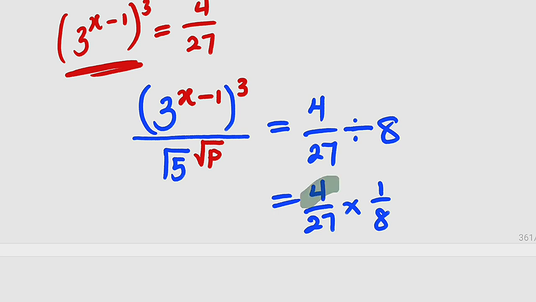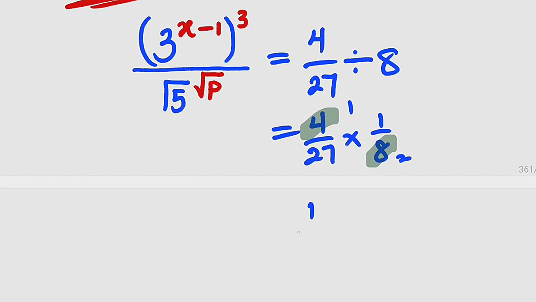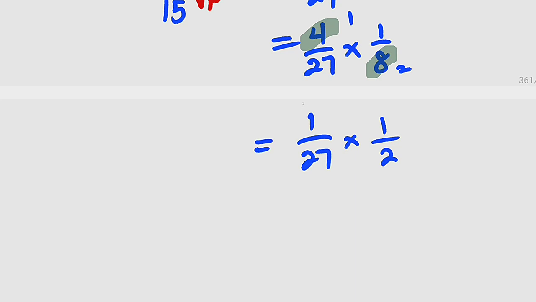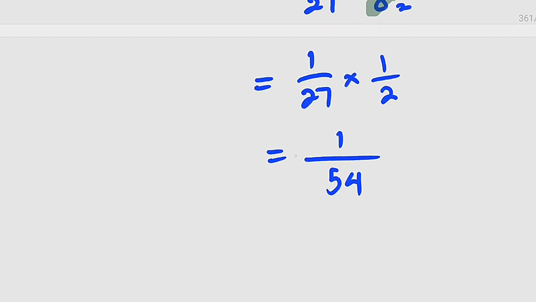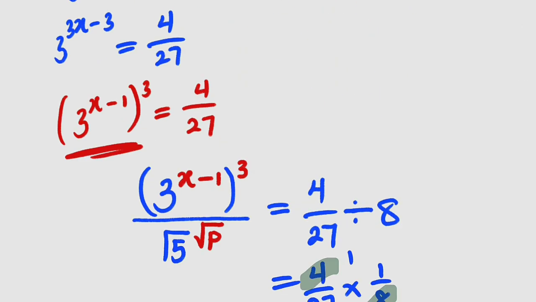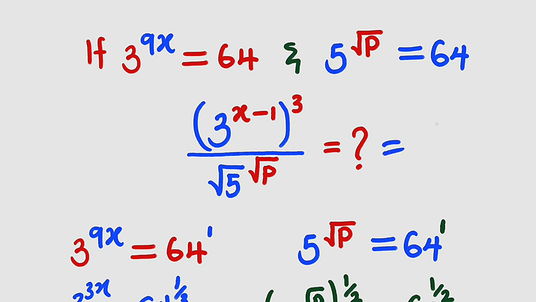And 4 can divide 4 one time. And 4 can divide 8 how many times? 2 times. So all we have is what? 1 divided by 27 times 1 divided by 2. And 1 times 1 is 1, and 27 times 2 is 54. And hence, this is just the solution to this problem. The whole of this expression is nothing but 1 divided by 54, provided that these two statements are true.